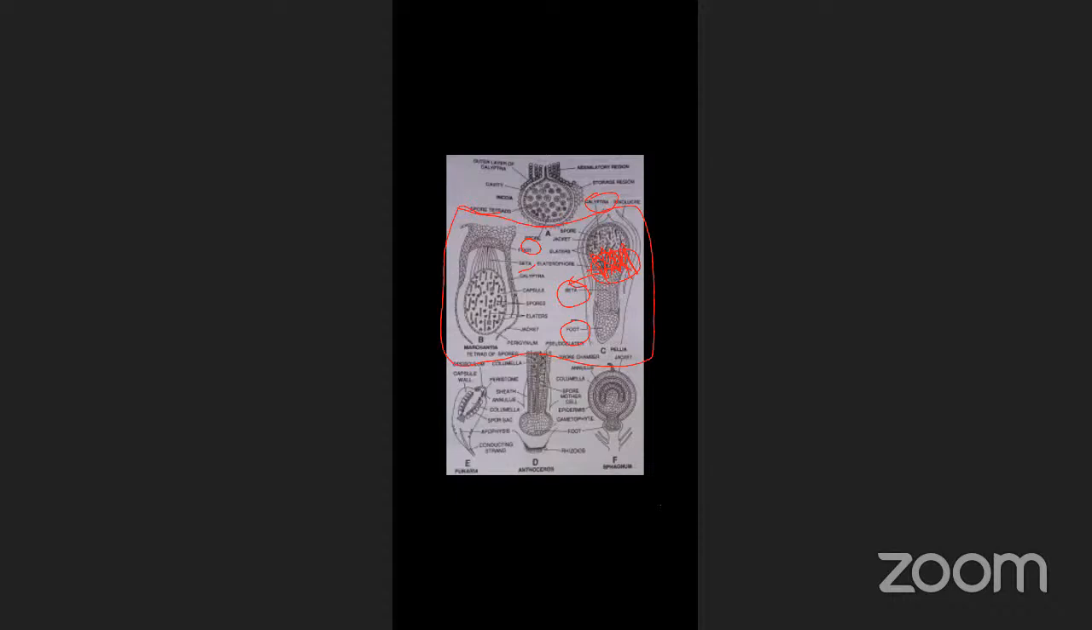Is it clear? Antheridia: first androgonial cells, androgonial mother cells, then androcytes. Now these androcytes develop into antherozoids. Androgonial cell, check it.